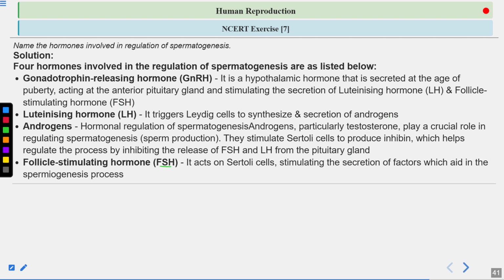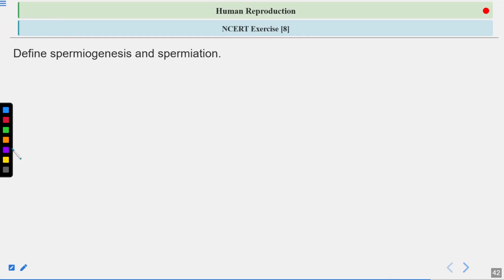Then follicle stimulating hormone also acts on the Sertoli cells, and they stimulate the Sertoli cells to release some factors which aid in the process of spermiogenesis. Not spermatogenesis, spermiogenesis. And what was spermiogenesis? Transformation of spermatids into the spermatozoa. So these are the four hormones that you should know, and these four hormones are involved in the spermatogenesis. Now next question, define spermiogenesis and spermiation.